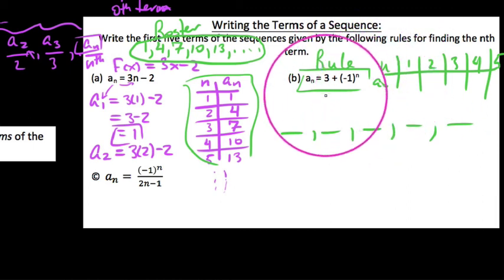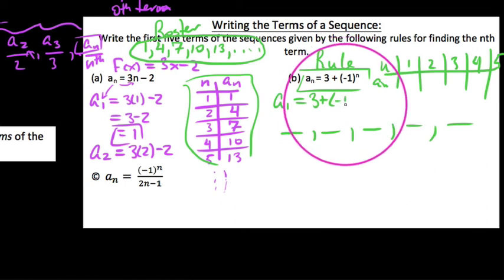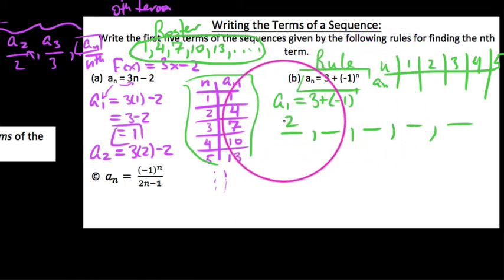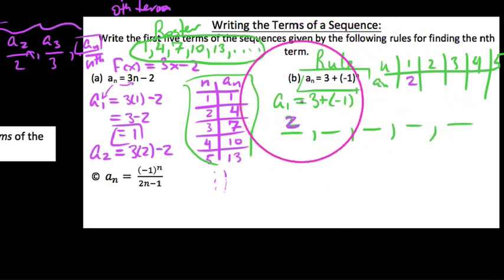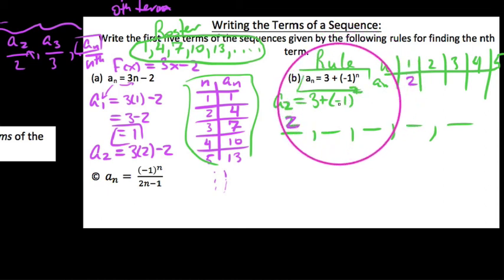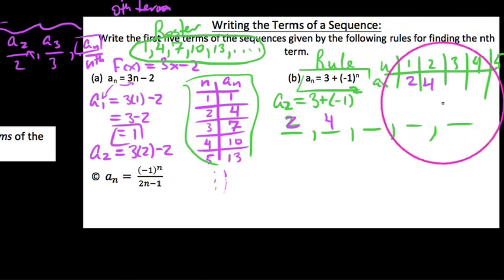But when we plug in 1 here, the thing to notice is our first term would be 3 plus negative 1 to the 1, which is 3 plus negative 1, which is 2. So we say our first term here is 2. And then what if we were to plug in a sub 2? Change this to a 2. When you square this negative 1, you get a positive 1 output. We say 3 plus 1 is 4, so we get 4. So we get this right here, okay?